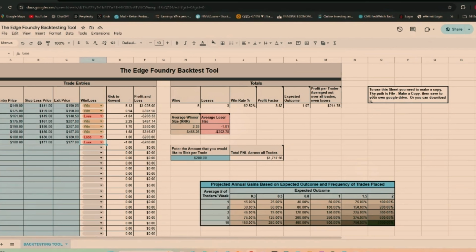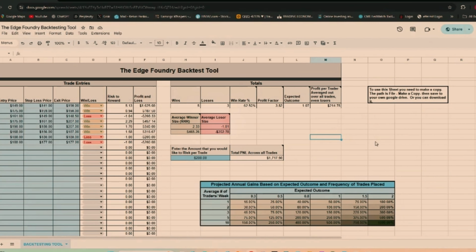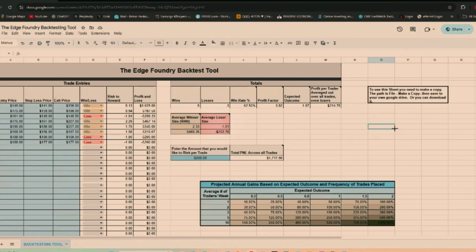Another note, I put a note here on how to download the strategy. When you click the link, it's just going to pull up this spreadsheet that I have on my Google Docs. To make it your own, you need to click File, click Make a Copy, and then save it to your own drive. Alternatively, there is an option to just download it into Excel, which you can also do.